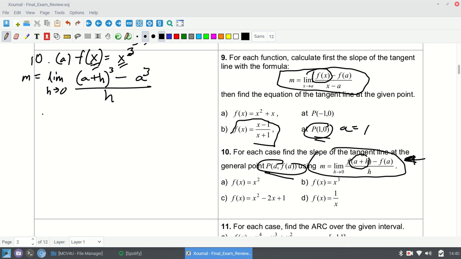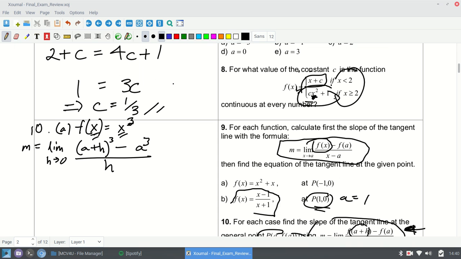Now, we did a difference of squares. What the heck is a difference of cubes? Okay, a difference of cubes: x cubed minus y cubed is equal to x minus y times x squared plus xy plus y squared. Absolutely. So let's do this.